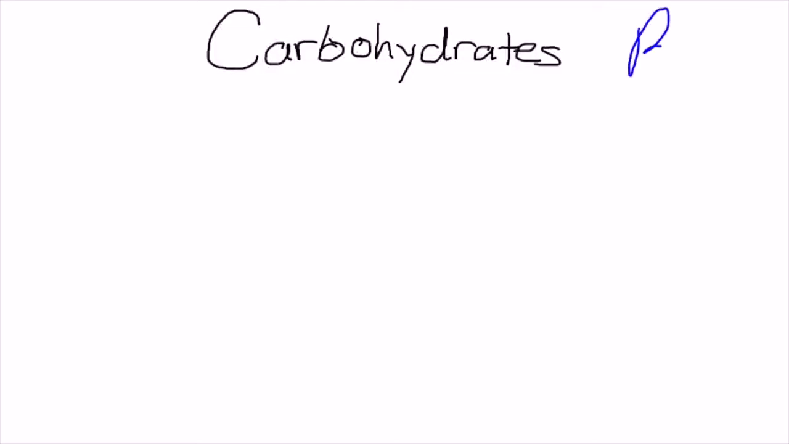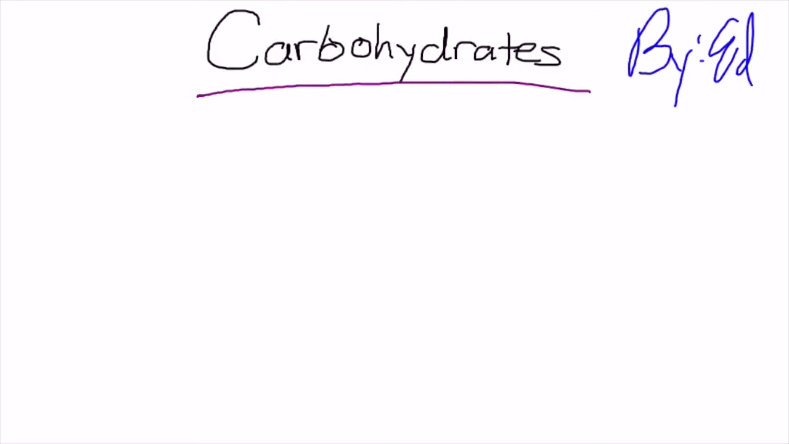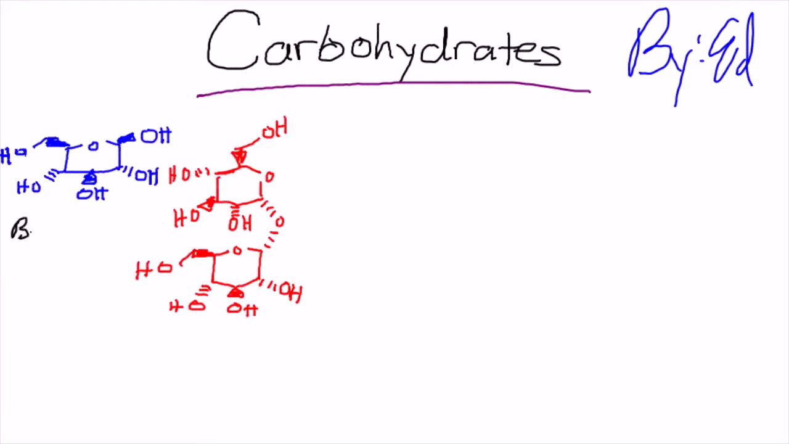Hey folks, my name's Ed, and today I want to tell you a story about carbohydrates. In our story, we'll have two characters, the first of which, in blue, is a monosaccharide, and it is beta-D-glucose. In red, a disaccharide, we have alpha-alpha-D trehalose.